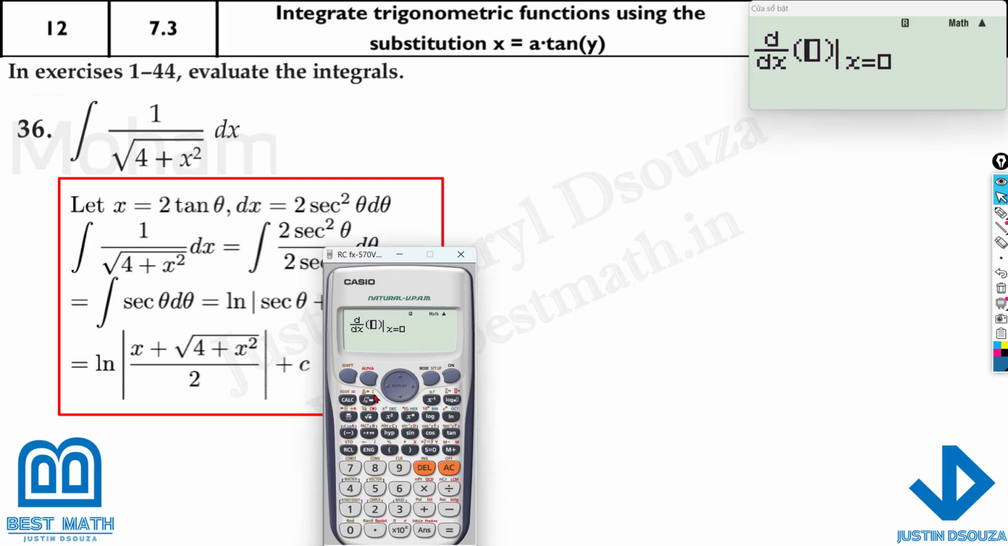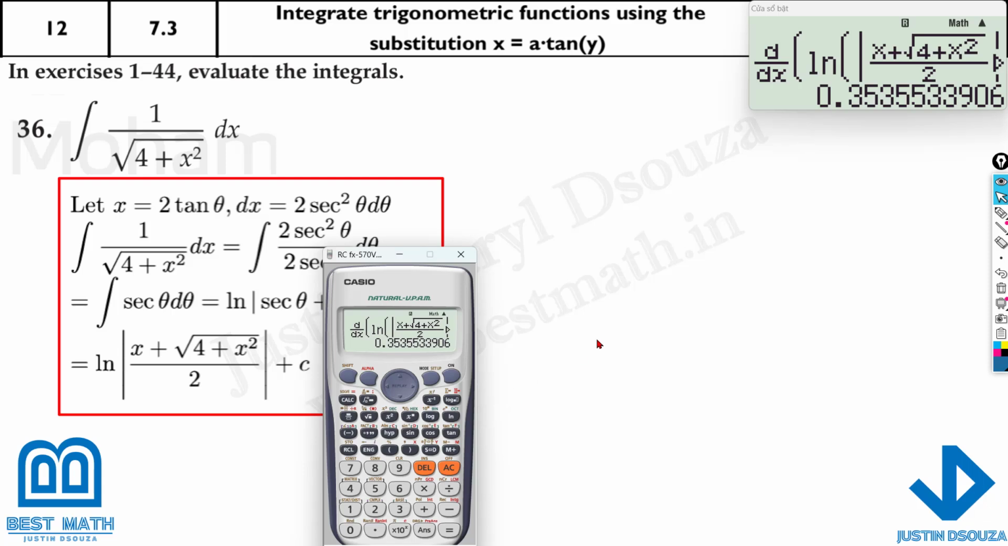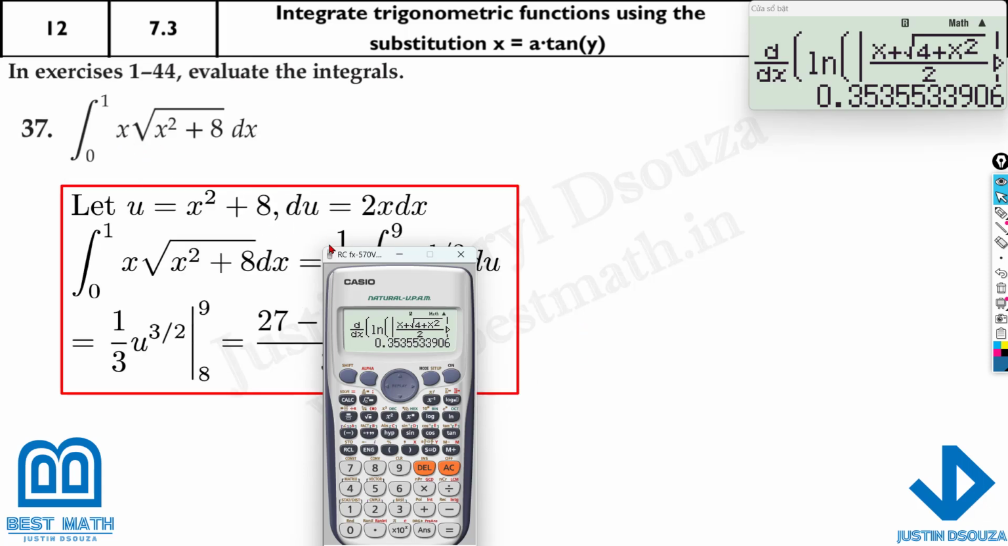It is shift d by dx ln. Let's open the fraction. But before that, you need to use shift and hyp to get the absolute value. Then use the fraction x plus square root of 4 plus x squared divided by 2. This must give us 0.3535. Let's close the bracket at 2. Yes, it is correct. And what about this one here?